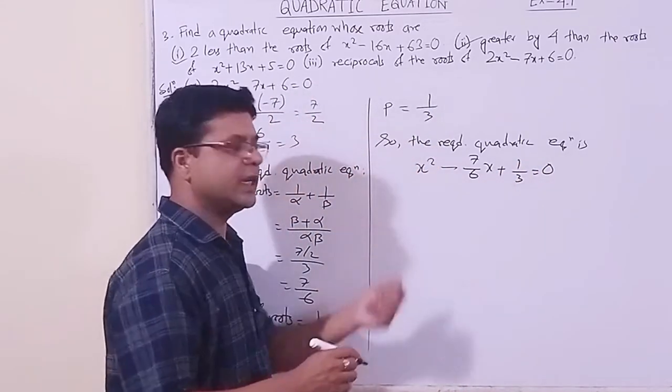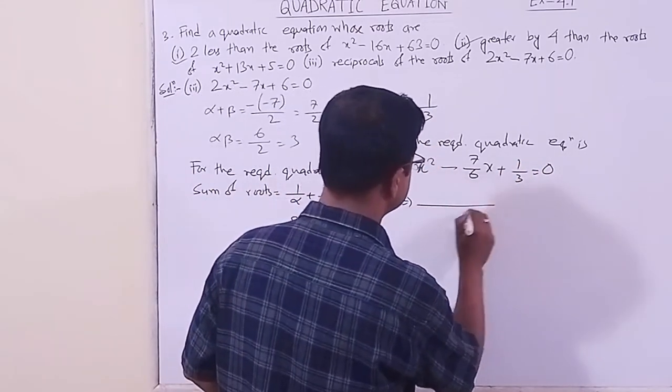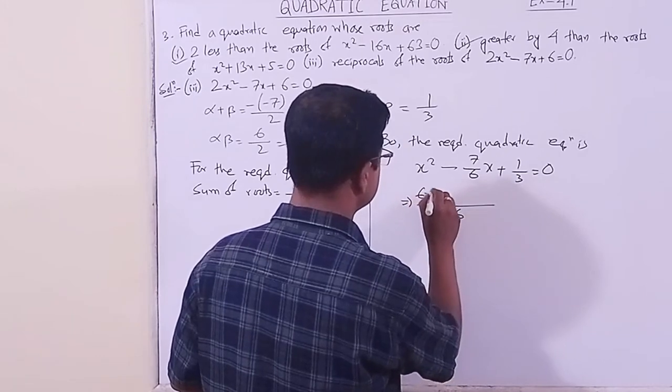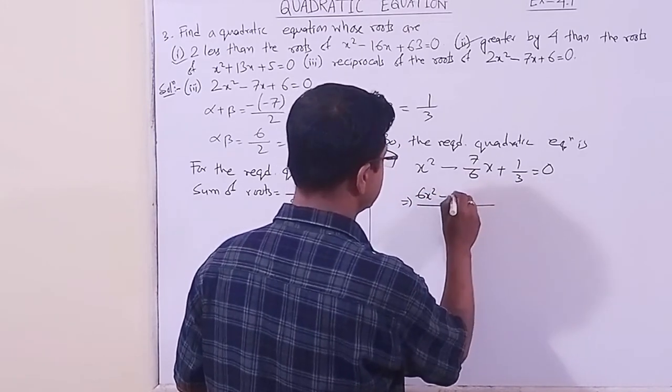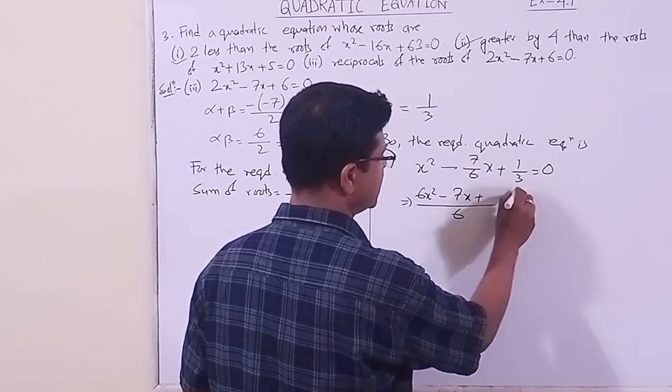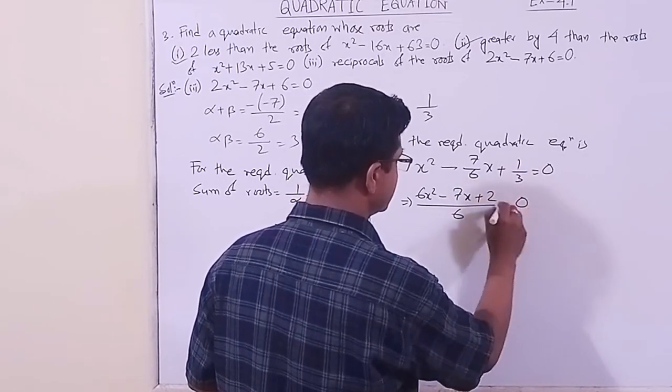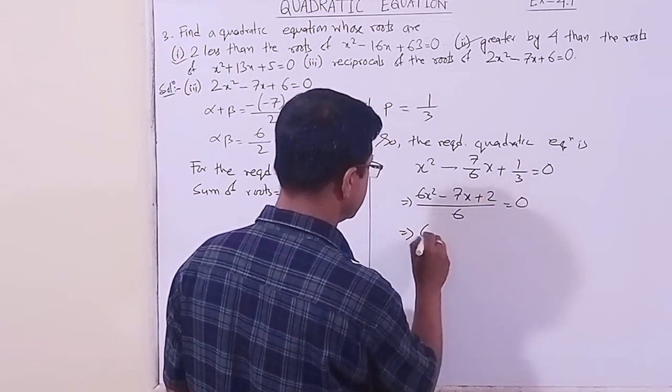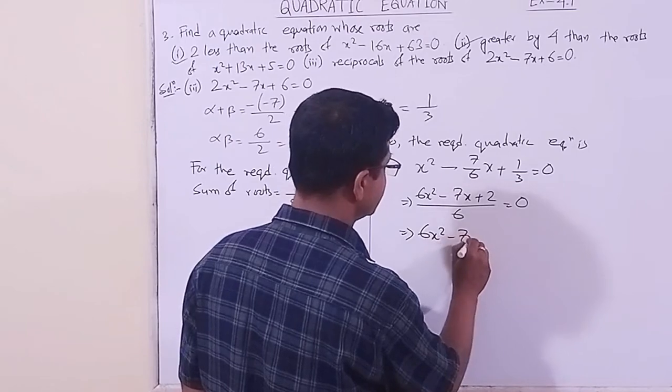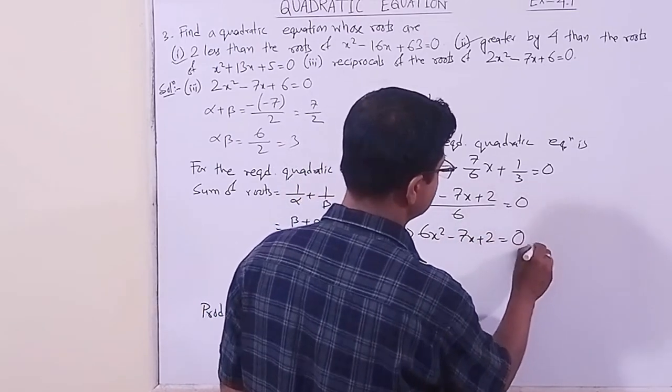What will we do? We will take the LCM. The LCM is 6. 6x square minus 7x plus 2 is equal to 0. Cross multiply: 6x square minus 7x plus 2 is equal to 0.